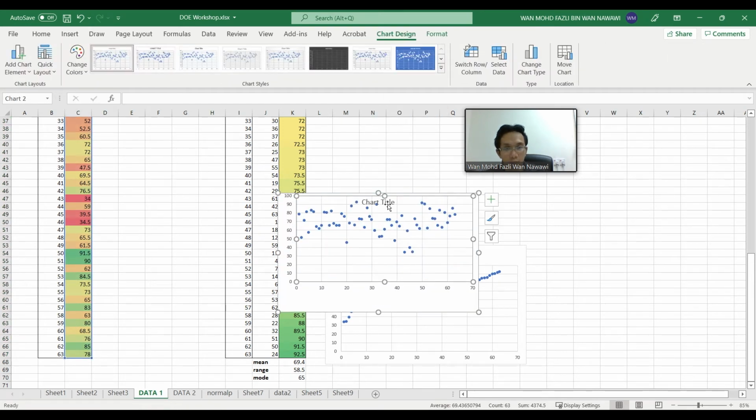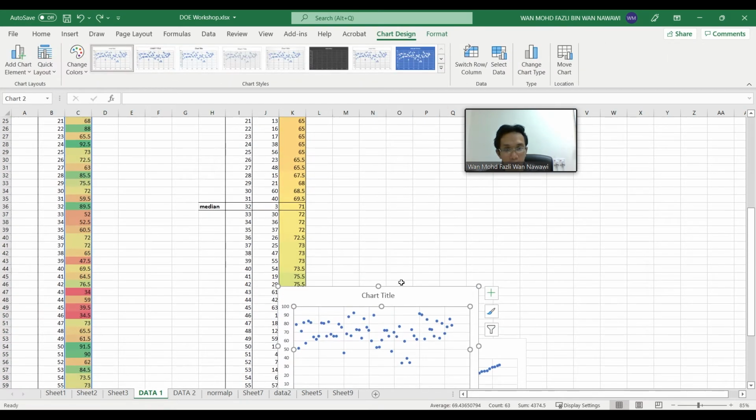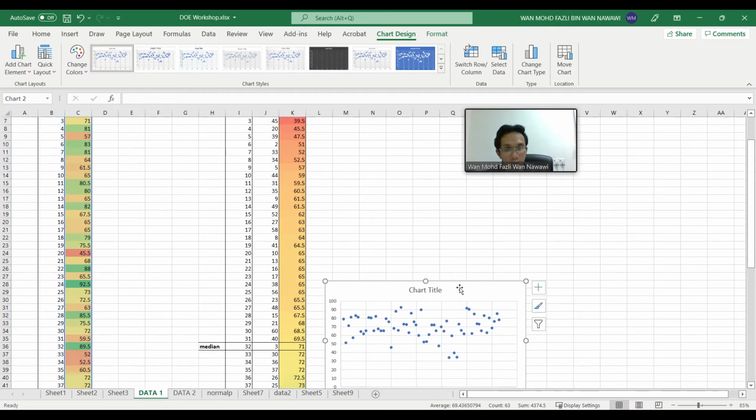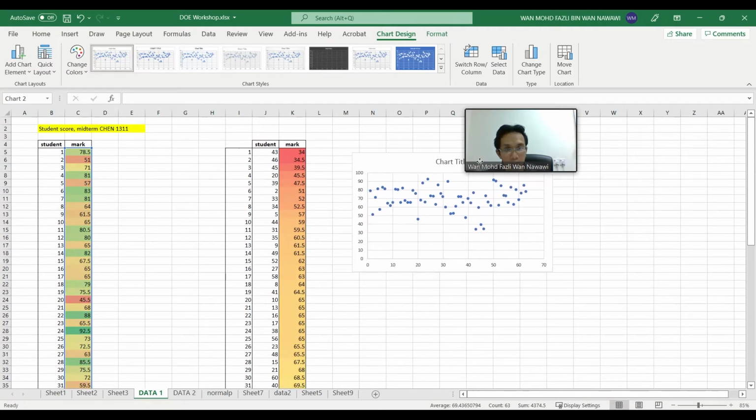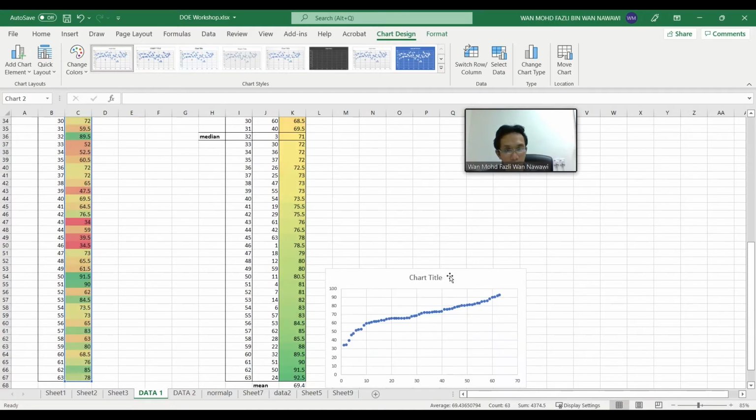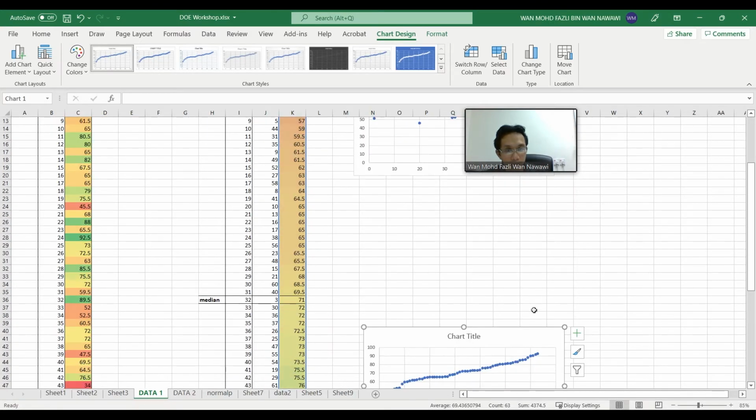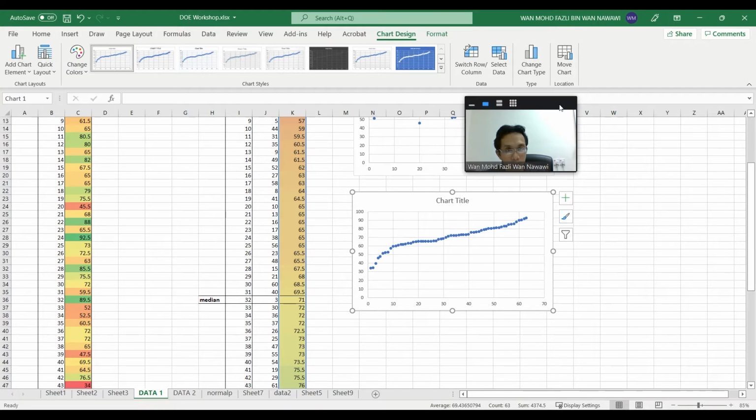So let me put it here, so it's much easier to see, because now it's messy. Let me put it up so it's easy to see. Let me wait for a minute. So let me put it here. I just give you the idea.